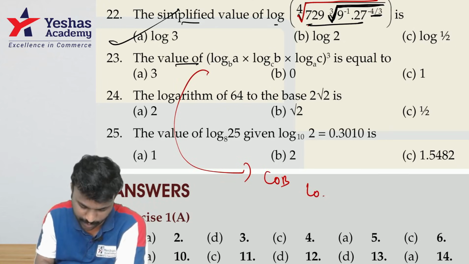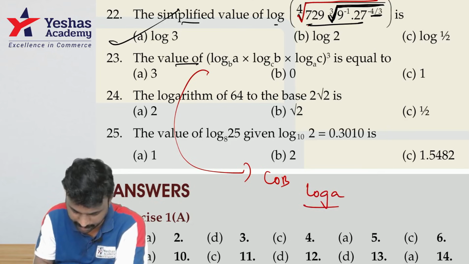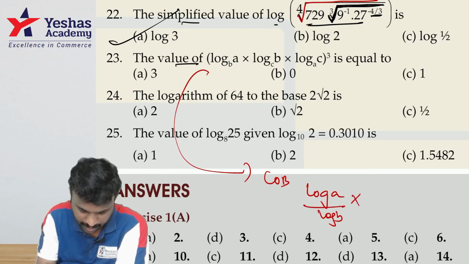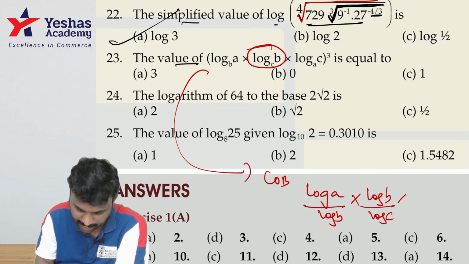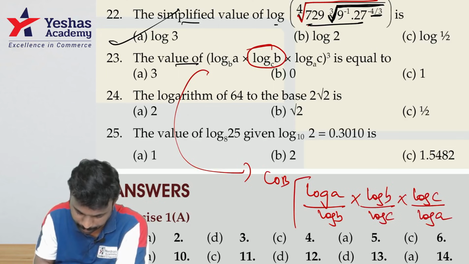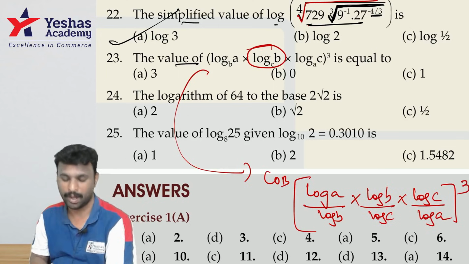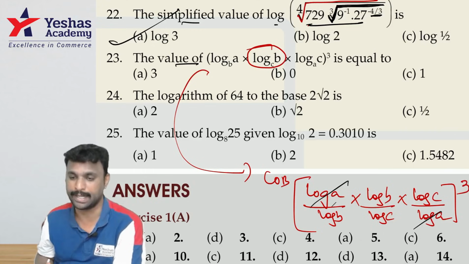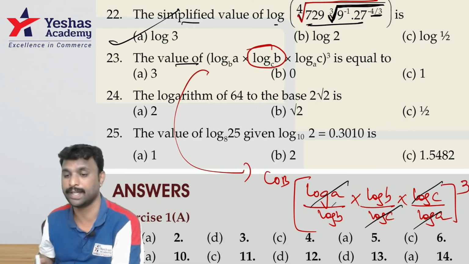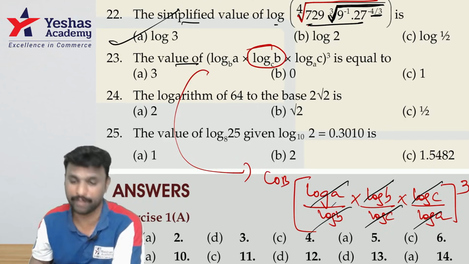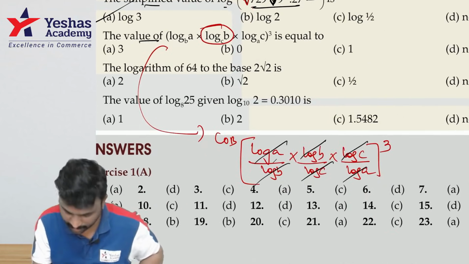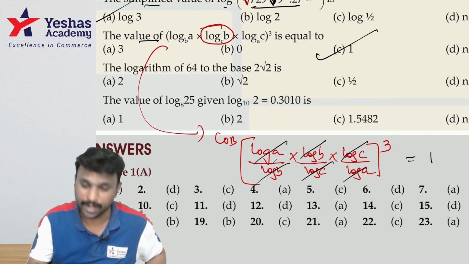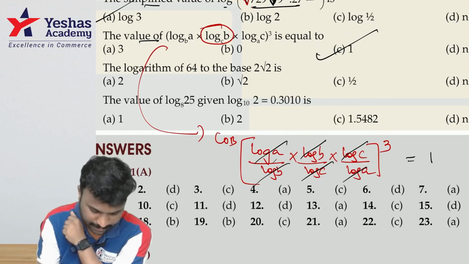If I do that, what do I get for log a to base b? Log a by log b. Similarly, log b to base c can be written as log b by log c. And log c to base a can be written as log c by log a. Whole power what, guys? 3 it is. Now look, log a and log a will get cancelled. Log c and log c will get cancelled. Log b and log b will get cancelled. You get what? 1 cube. What is 1 cube, guys? 1. So option C is the right answer.